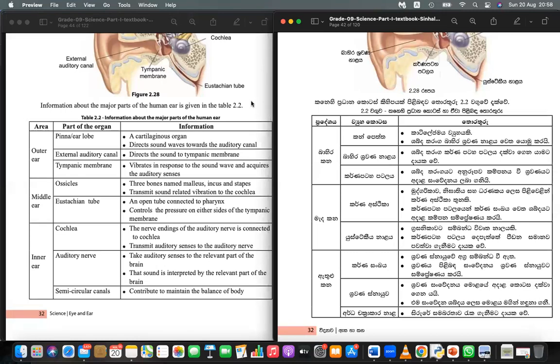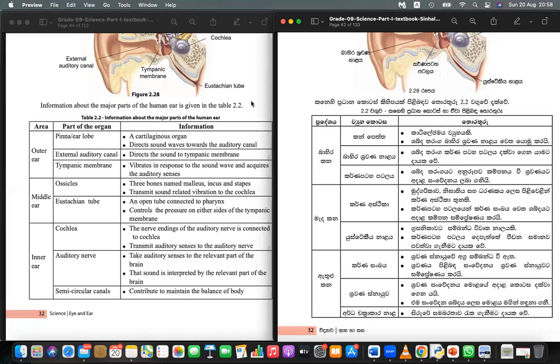Then the ossicles. There are bones inside the ear, and there are three of them, named malleus, incus and stapes. Right? Malleus, incus and stapes.